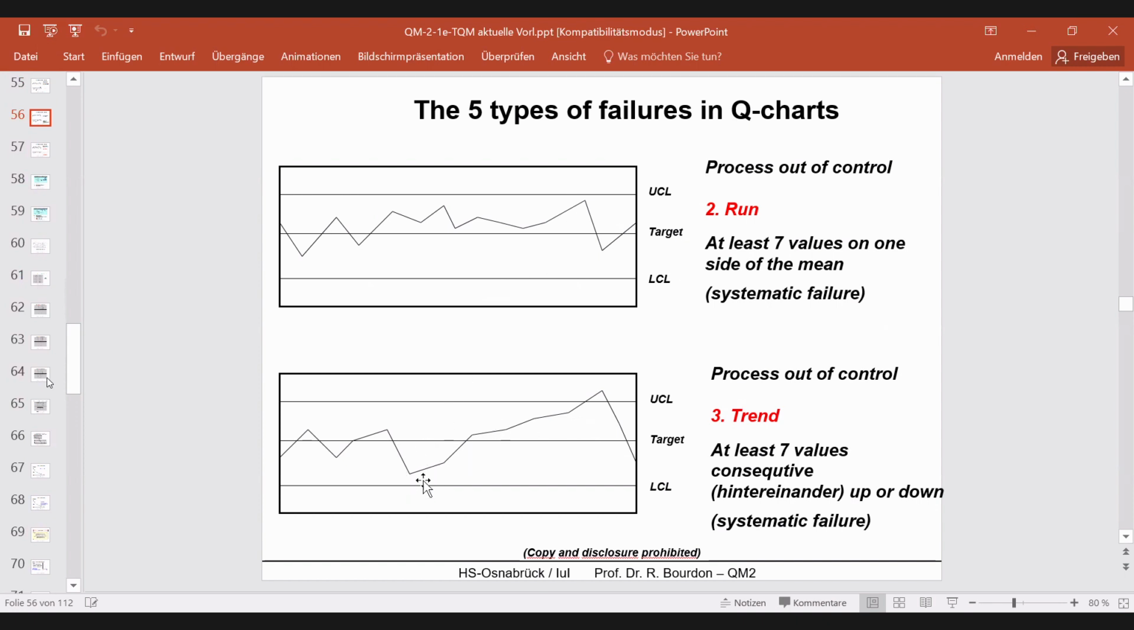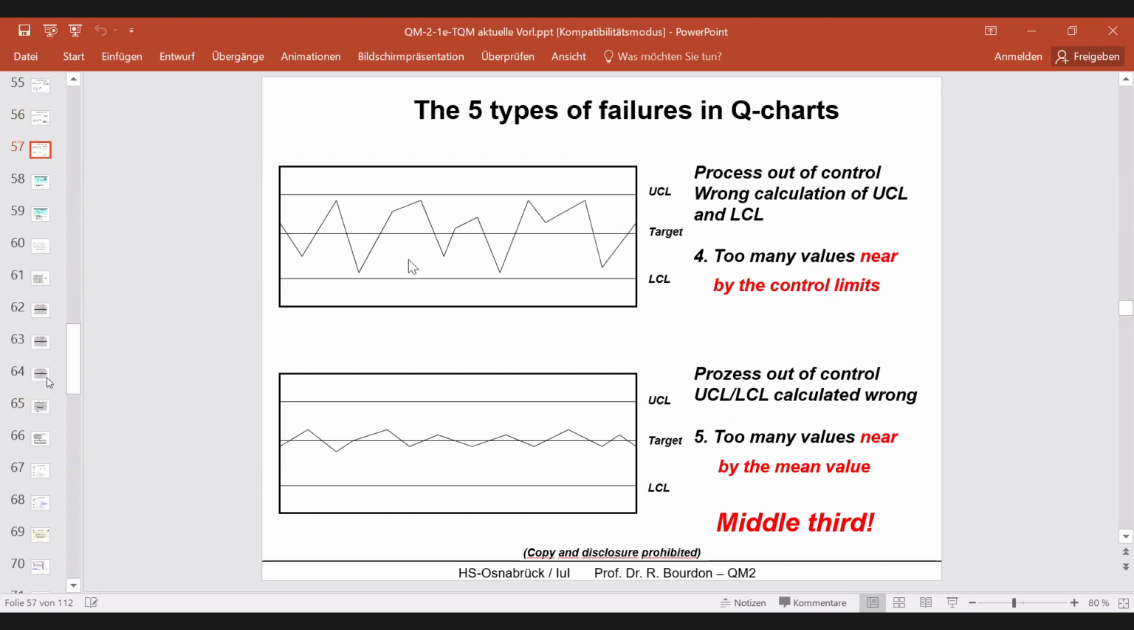This is an example for a trend. If you have at least 7 values increasing or decreasing, then you have a trend. This can also be a systematic failure. Also, a problem can be if there are too many measurements nearby the control limits, upper or lower control limit. This can also cause a failure alert of the computer system.